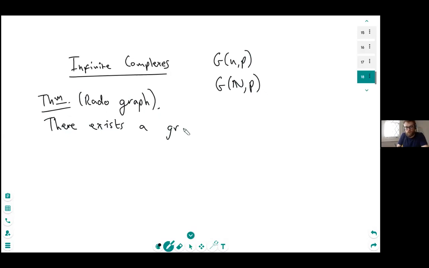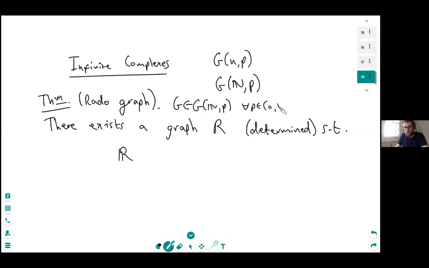So there exists a deterministic graph R such that for any p in (0,1), the probability that a graph G in G(naturals, p) is isomorphic to R equals one. I don't know if this sounds surprising or not. To me, this says that we start with any randomness we want, and I know for sure that actually it's not random, it's just this determined graph.